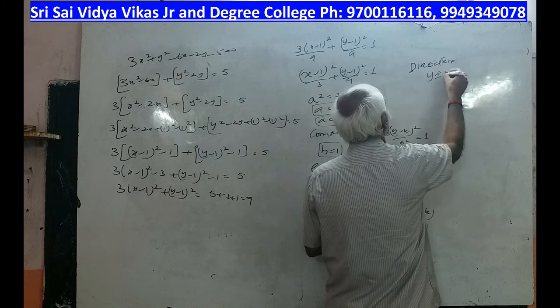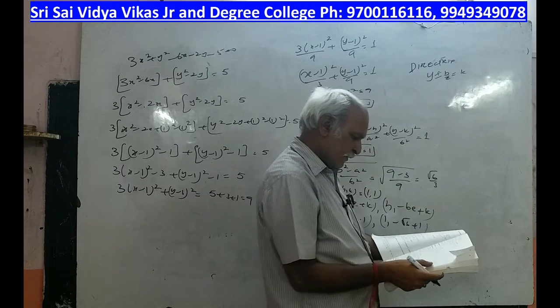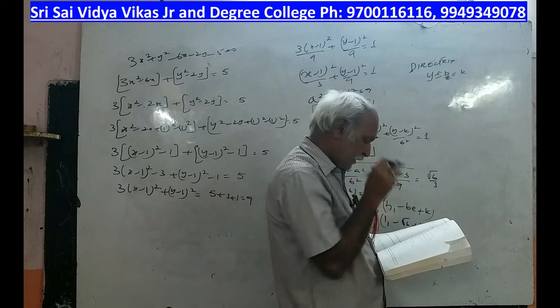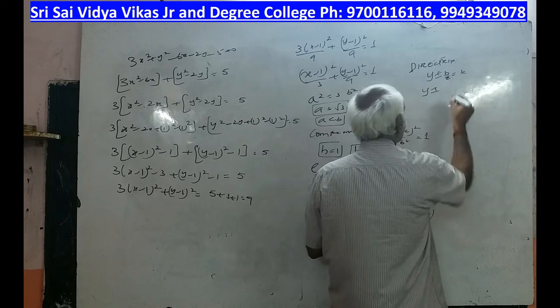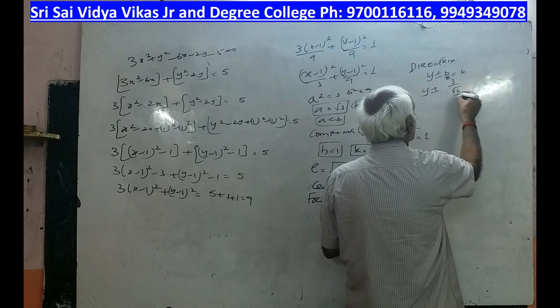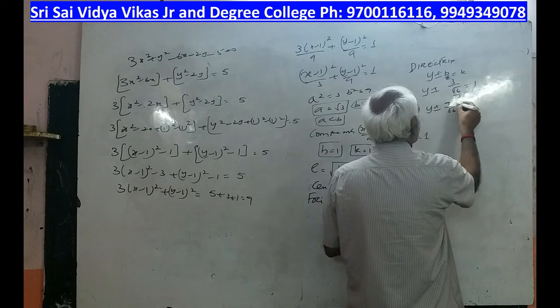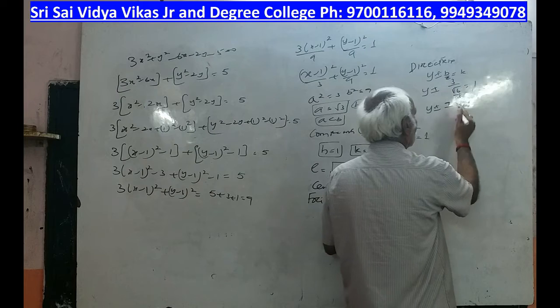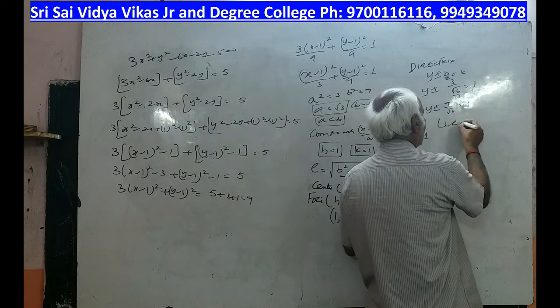Directrix: y plus or minus b by e is equal to k. So y plus or minus b value 3 by root 6 by 3 is equal to 1. 9 by root 6 is equal to 1. Right? Next, the length of latus rectum.